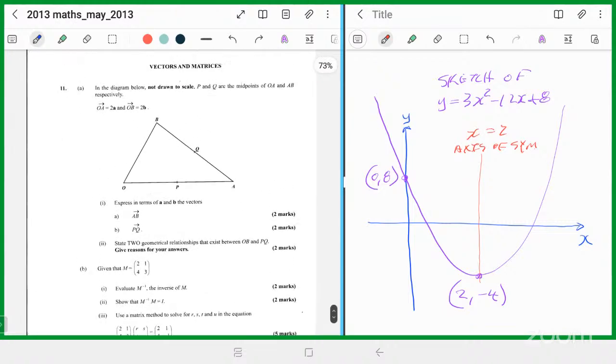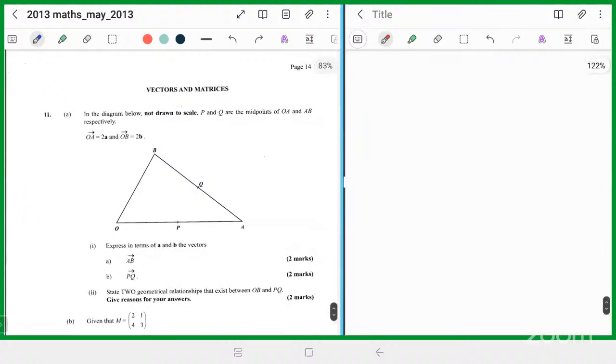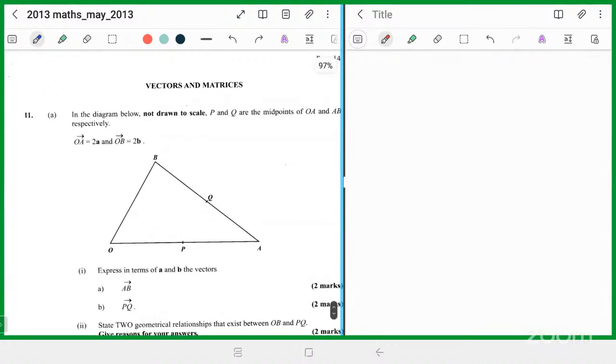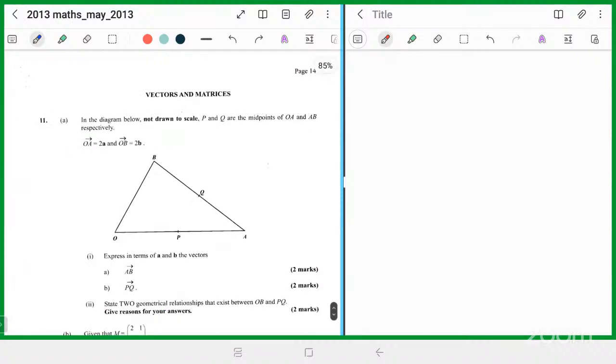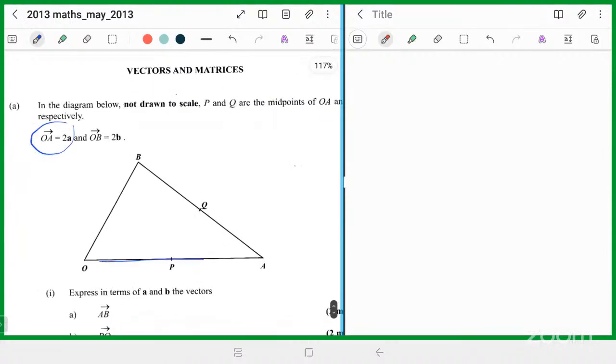Let's go. All right, this question gives us a diagram not drawn to scale. P and Q are the midpoints of OA and OB. This is the midpoint of this side, this is the midpoint of that. It says OA is 2a. They did not show that, so this vector is 2a down here.